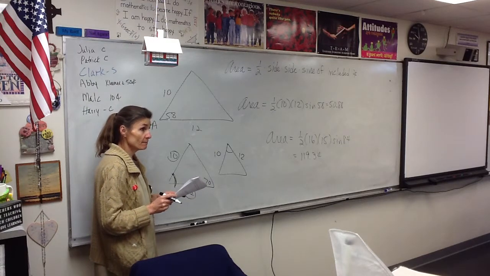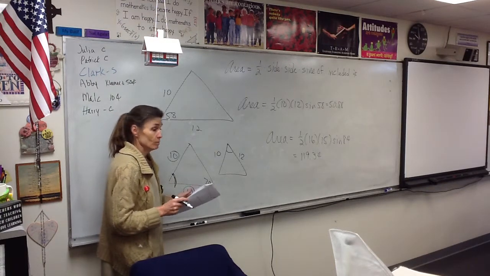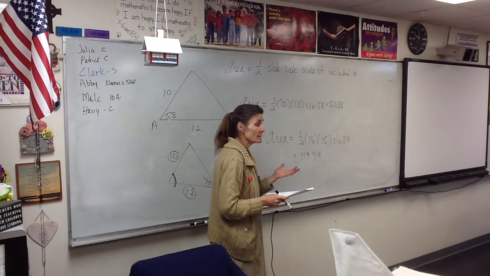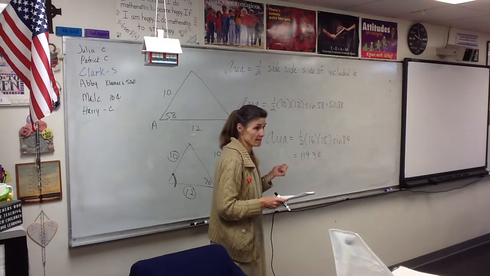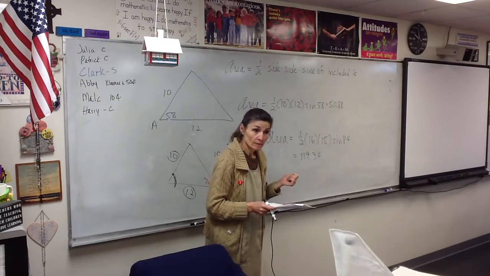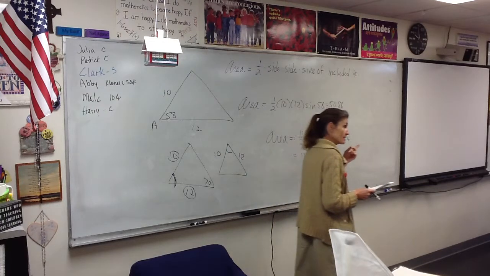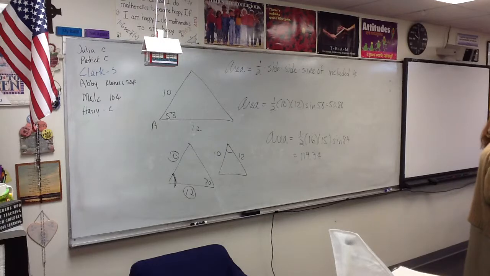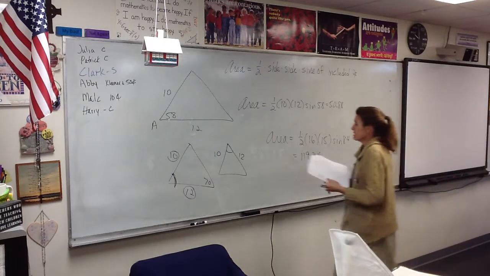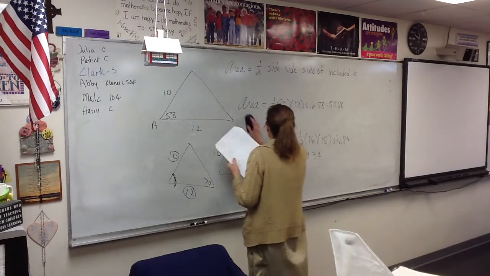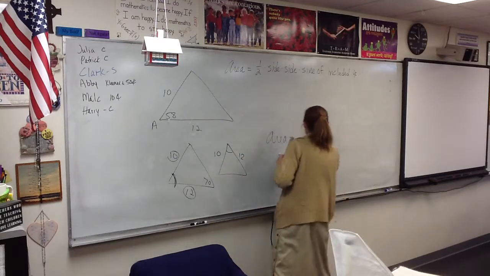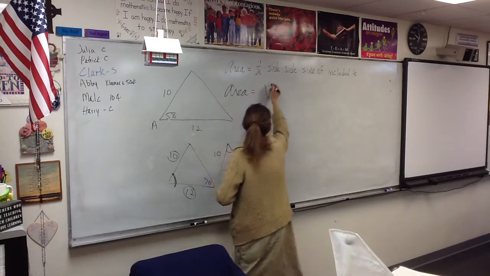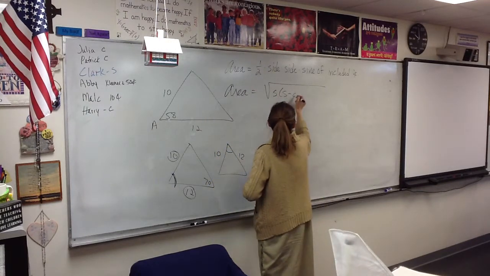Are you okay with that? Yes. Now, take a look at problem A. What's different about problem A? There's no angle. So here are your choices. You can find the angle using the law of cosines, or you can use another nifty little area formula called Heron's formula. And Heron's formula looks like this.